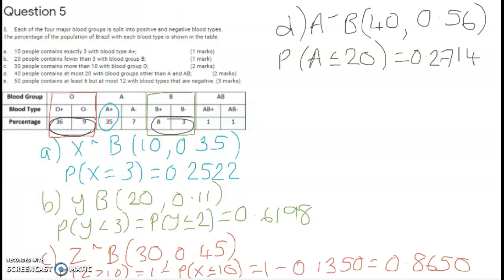And finally, part E. Can we see this colour? Oh yeah, we can. So my final one, I don't really want to do B, let's do D.